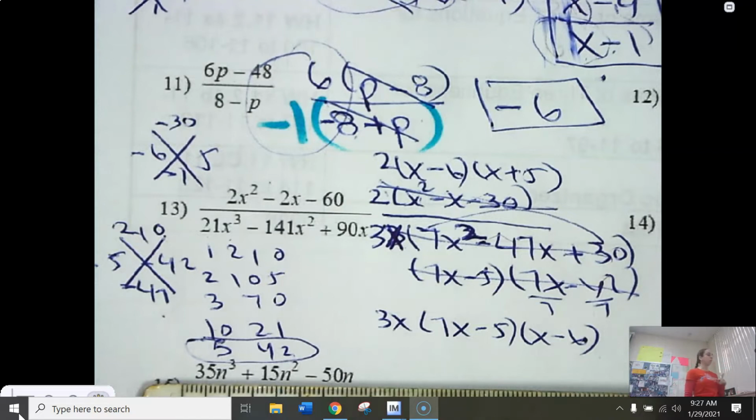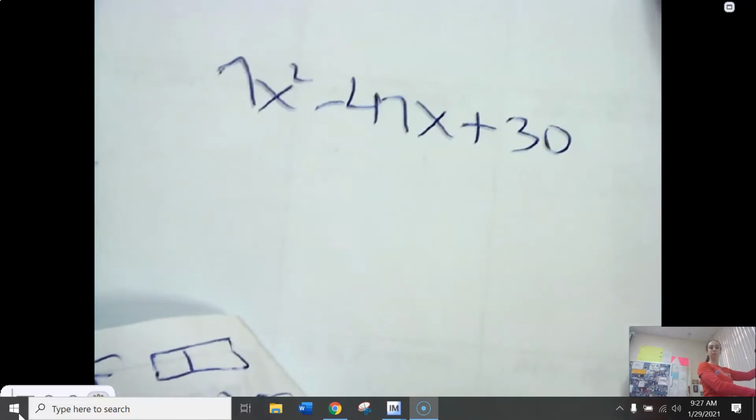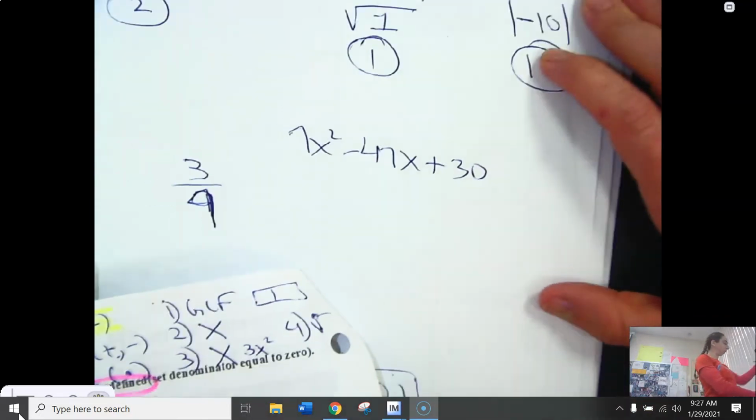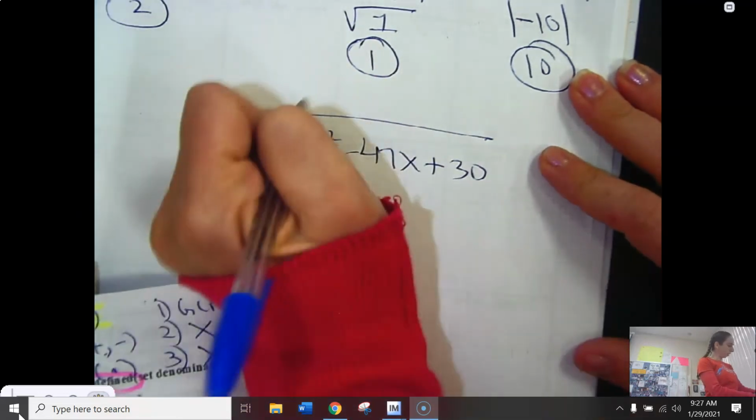Now, what if I had this, let me re-show it, the 7x squared minus 47x plus 30. Okay, let me zoom out a little bit. And let's say I go, you know what, Mr. Rifkin, I wouldn't have gotten the 5 and the 42. I want to remind you what is up top.